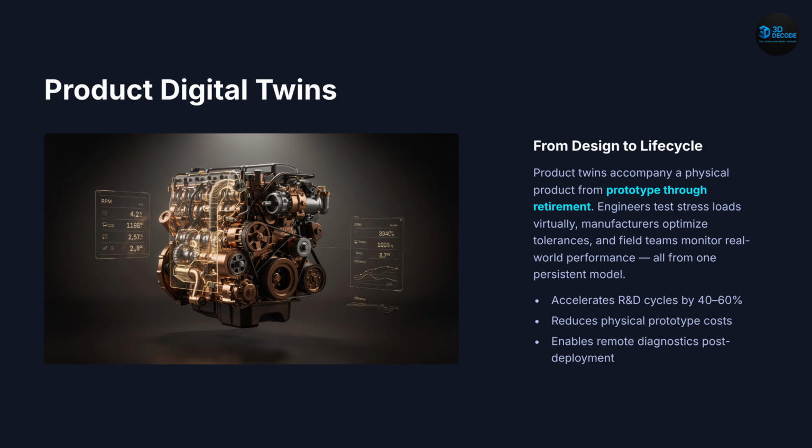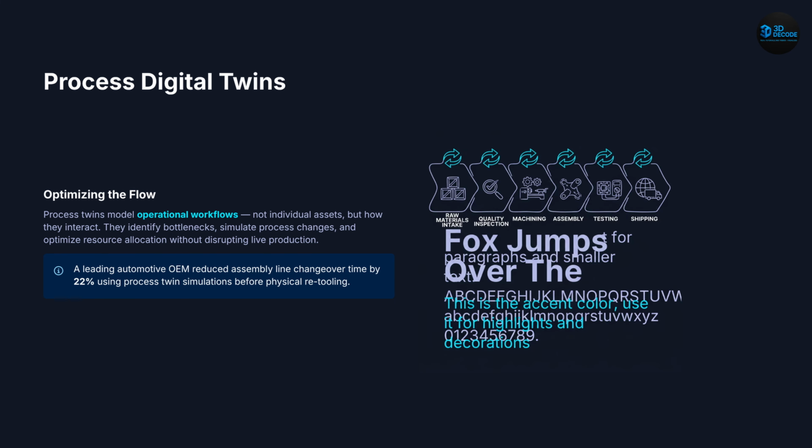Slide 15. Product digital twins. Product twins follow an asset through its entire life cycle, from design and manufacturing to operation and retirement. Slide 16. Process digital twins. Process twins optimize operational workflows by identifying bottlenecks, simulating changes, and improving efficiency without interrupting production.